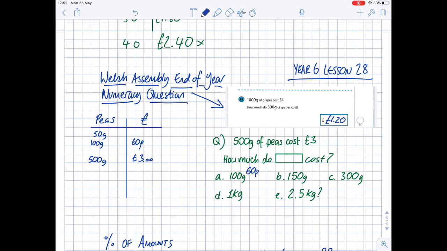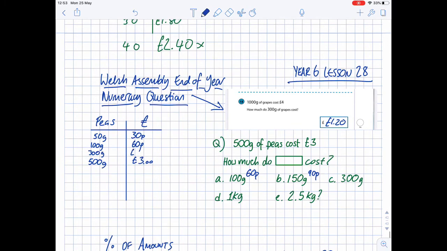Now I was asked to work out 150 grams. Well, I need to work out 50 grams first. 50 grams is obviously half of 100. So what's half of 60p? It's 30p. And now it was quite easy to work out 150 grams because I can just add them together. So my answer there is 90p. Then 300 grams, which would be there. Two ways of doing it: I could have just doubled my answer for 150 grams, or I could have multiplied 100 by 3. Whichever one I do, my answer is £1.80.